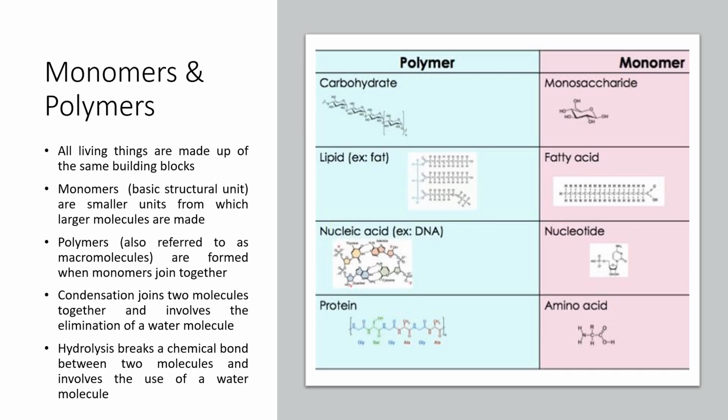Monomers and polymers. All living things are made up of the same building blocks. Monomers are basic structural units that are smaller units from which larger molecules are made. Polymers, also referred to as macromolecules, are formed when monomers join together. Condensation joins 2 molecules together and involves the elimination of a water molecule. Hydrolysis breaks a chemical bond between 2 molecules and involves the use of a water molecule.